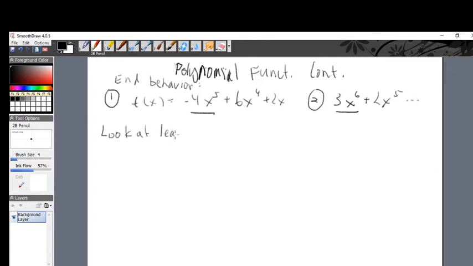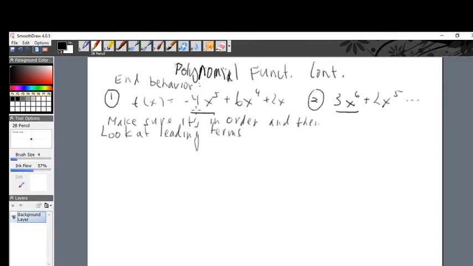Look at the leading terms. Make sure it's in order. And then look at the leading terms. So here's our leading term, here's our leading term, these two questions.